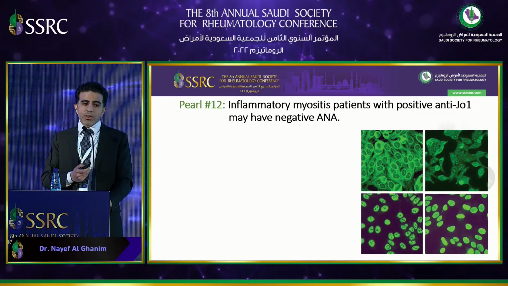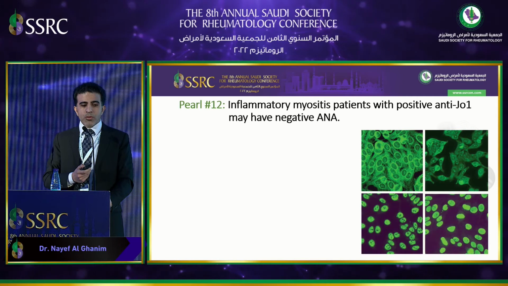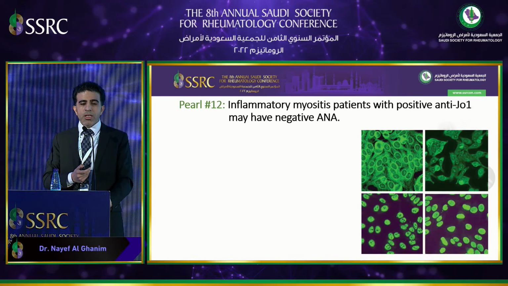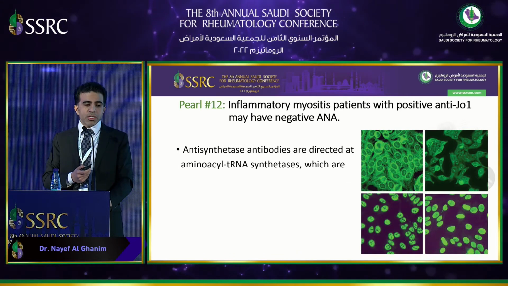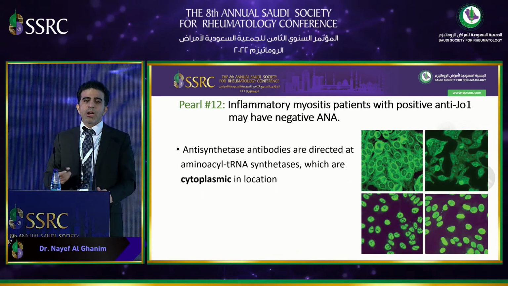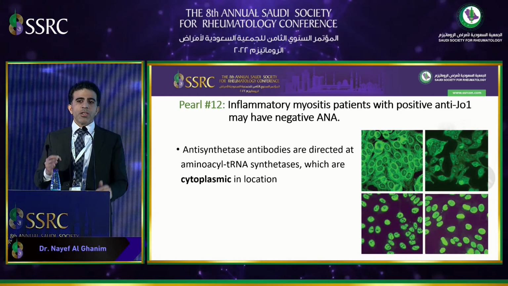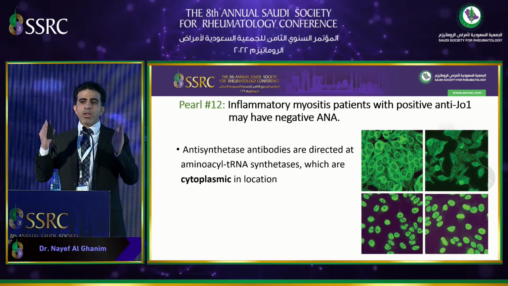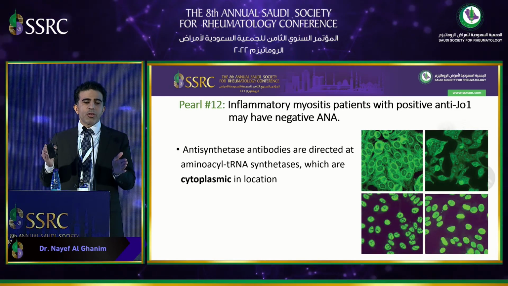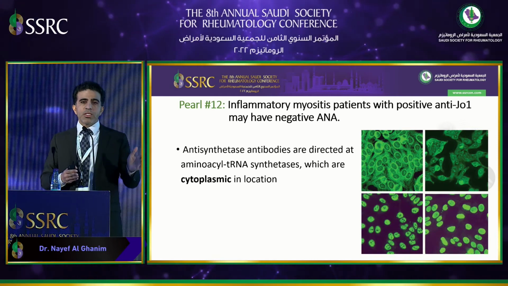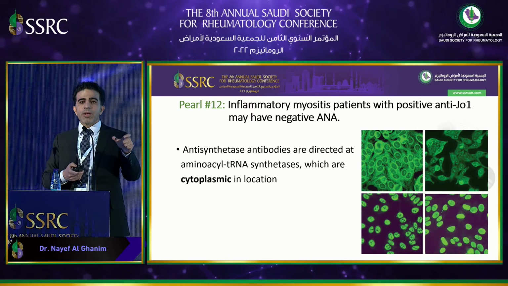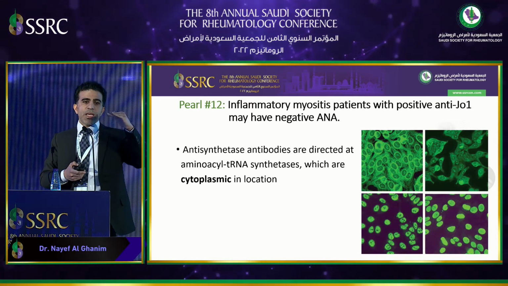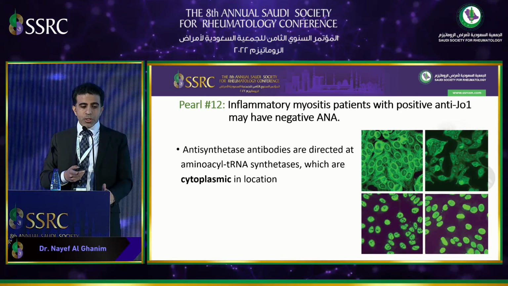Pearl number 12, inflammatory myositis: a patient with positive anti-Jo1 antibody may have a negative ANA. Remember that anti-Jo1 antibodies and anti-synthetase antibodies are cytoplasmic antibodies. They don't affect the nucleus. This is why you can have anti-synthetase syndrome with negative ANA. And you can see the 2 pictures, which show that the anti-synthetase antibody spares the nucleus, while the ANA antibody at the bottom includes the nucleus.